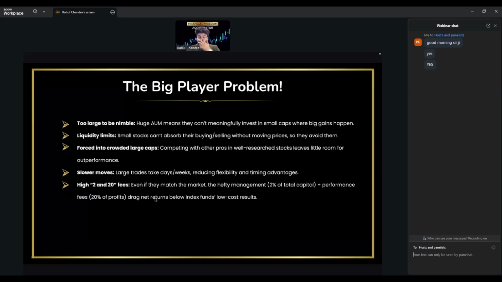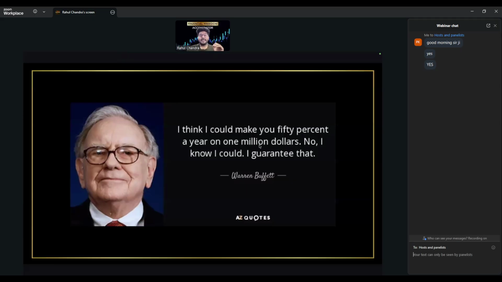Now, Warren Buffett did say that investing in index funds is a very, very beautiful thing. But there is another quote that Warren Buffett made, and let me know if you're aware of this. "I think I can make you 50% a year on $1 million. No, I know. I can guarantee that." Correct? So he says if he had only $1 million. By the way, does anybody know how much Berkshire Hathaway operates? They operate assets of more than $300 billion. So 1 million is just like a drop in the sea.